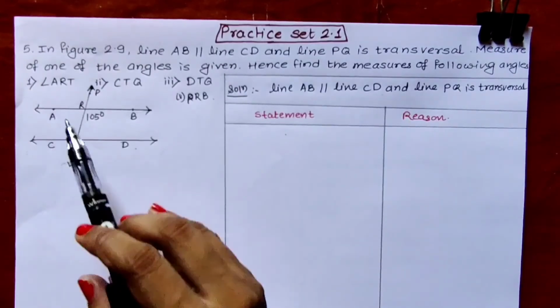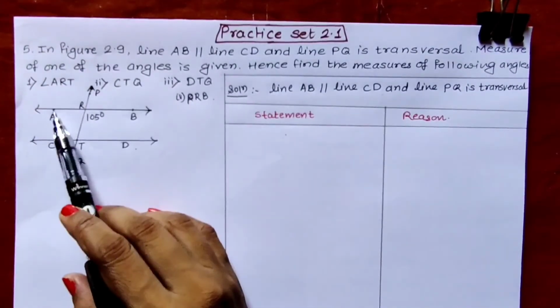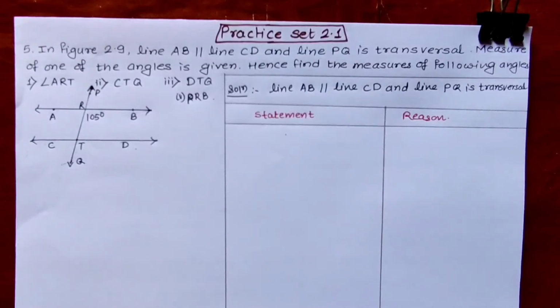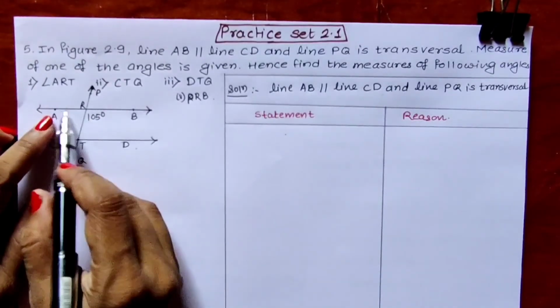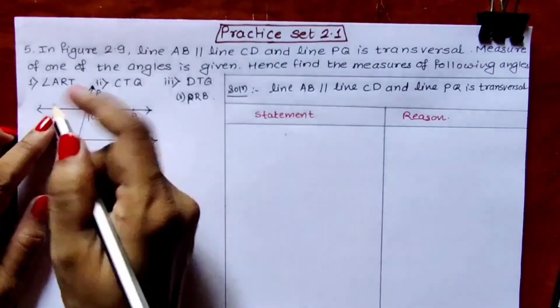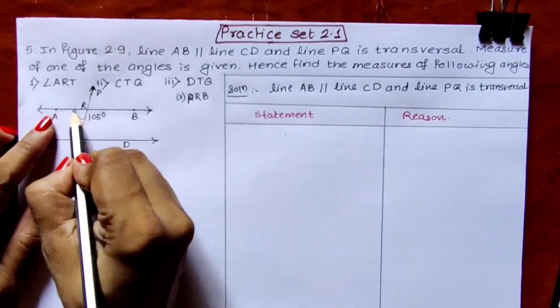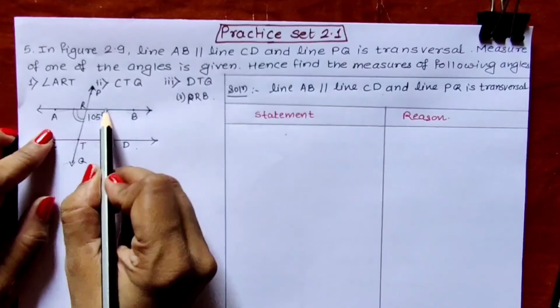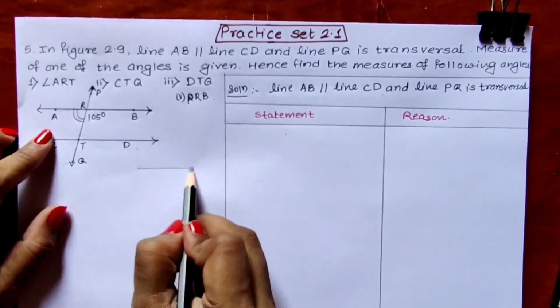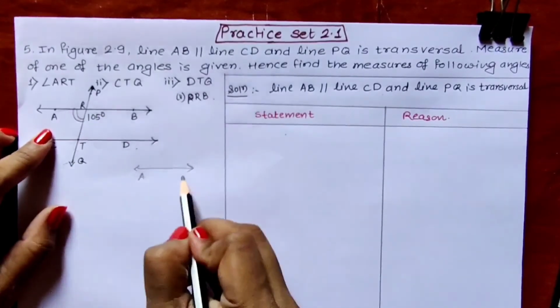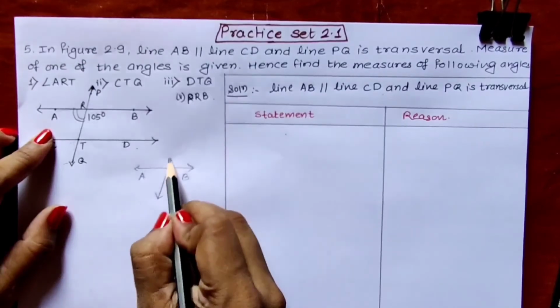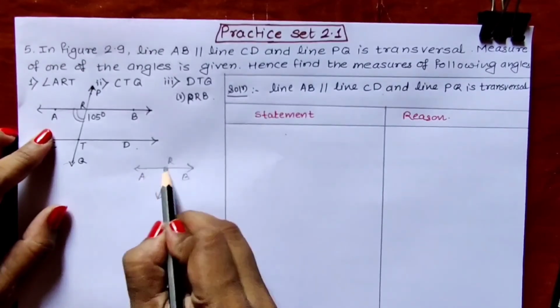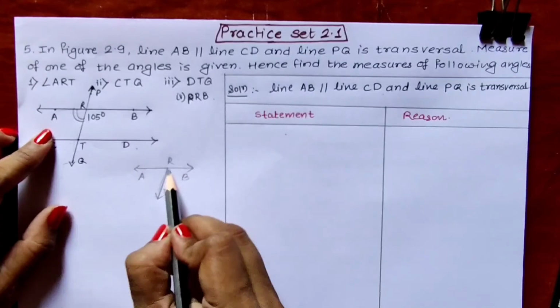Now we will have to find out measure of angle ART. If you observe this figure carefully, angle ART is this angle. Okay, this angle is angle ART, this one. So if you watch this angle ART and angle BRT, which is 105, they are in the same line. A, B, and here we can see R and T. So ART and BRT in the same line.